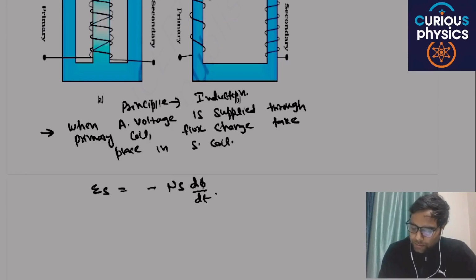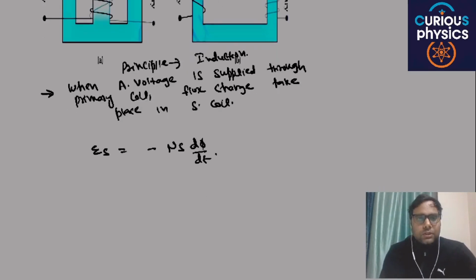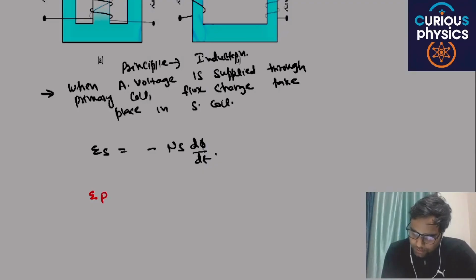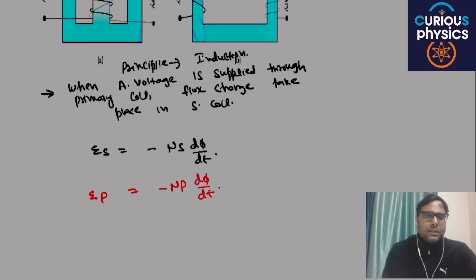If this EMF is induced in the secondary coil, then there is also induced EMF in the primary coil due to the flux change, because flux change also takes place in the primary coil, and in this case that particular EMF is known as backward potential. In the same way, EP, the induced EMF in the primary coil, is minus Np into d phi by dt. Are you able to understand my point or not?